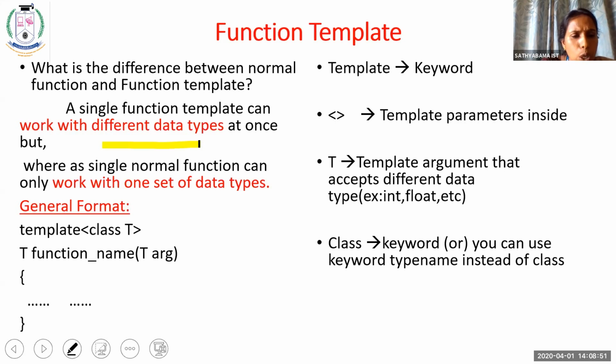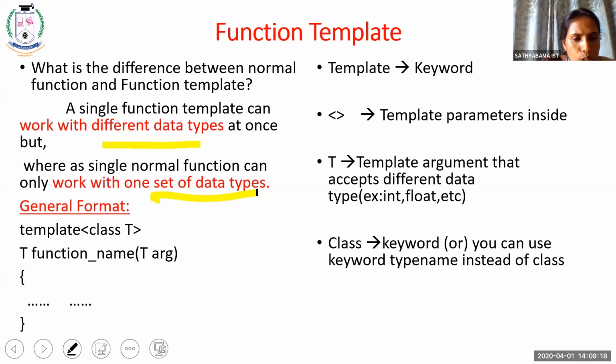But when you use a normal function, what will happen? If you write normal code, it will be applicable for only one set of data types. For example, if you are writing a function to find the maximum of 2 integer values, then you have to write a separate function for the maximum of 2 integer values.